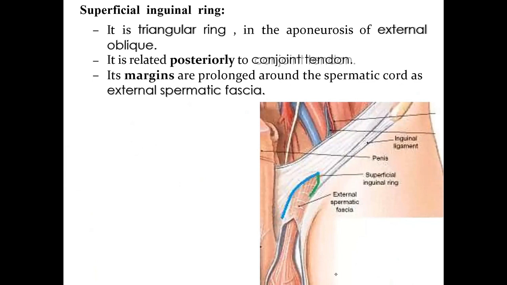Now the superficial inguinal ring is a triangular ring in the aponeurosis of the external oblique. Don't forget, the deep ring is formed by transversalis fascia. The superficial ring is formed by the aponeurosis of the external oblique. It is related posteriorly to the conjoint tendon. Its margins are prolonged around the spermatic cord as the external spermatic fascia. That is the layer of the external oblique that protrusion of the peritoneal pouch is carrying. We shall see the internal spermatic fascia and the cremasteric fascia. So as they protrude, they carry layers along.